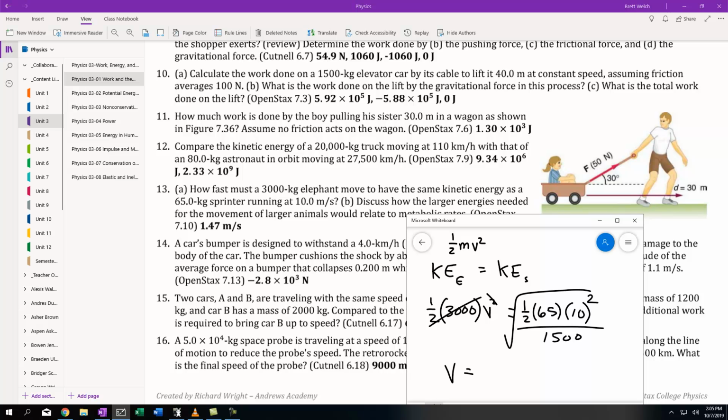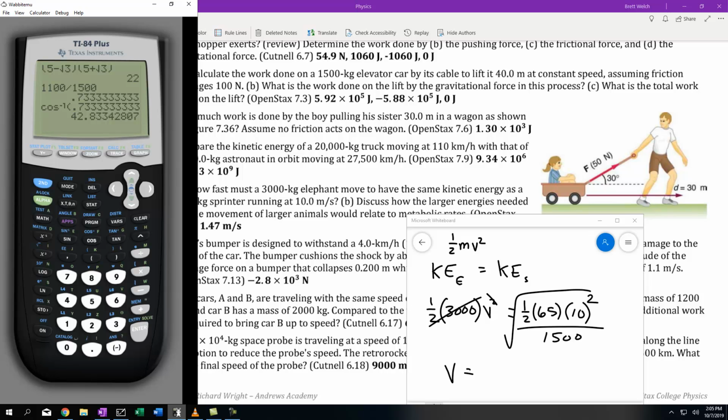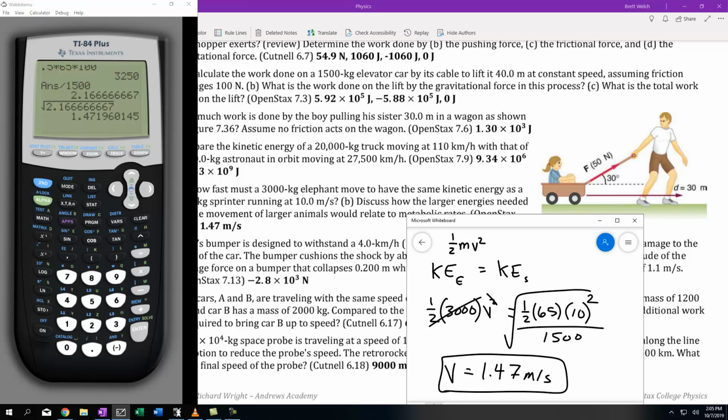So the velocity that the elephant is going to have to travel at in order to match the kinetic energy output of the sprinter is 0.5 times 65 times 10 squared, which is 100. And then I'll divide that by 1,500. And then I'll take the square root of that answer. The elephant only has to travel 1.47 meters per second.